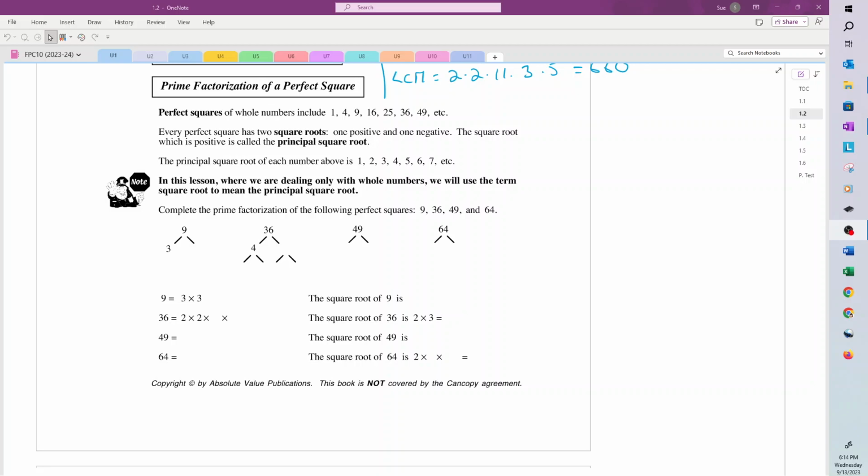This is Foundations in Pre-Cal 10, Lesson 2.2b, and we're starting about halfway down page 11. Okay, so we're now going to look at the prime factorization of a perfect square.